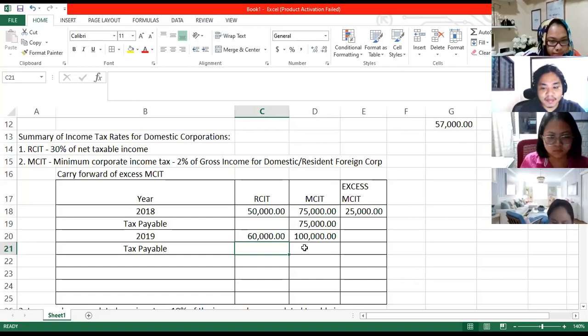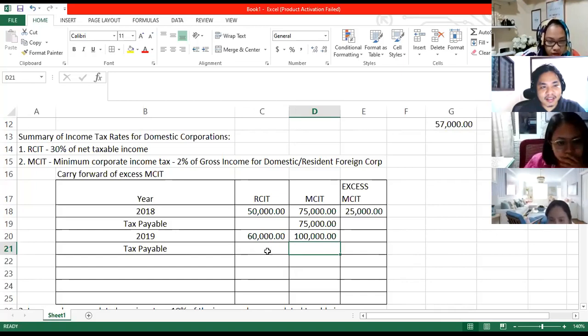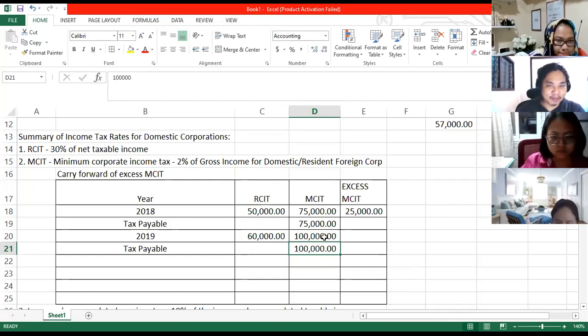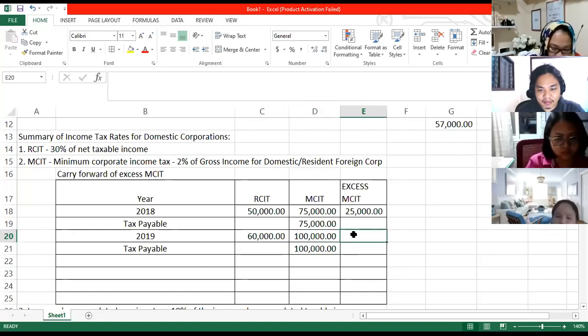Miss Fatima, ano yung tax payable in 2019? 100,000. Why? It is greater. The minimum corporate income tax is greater than the RCIT. That's why the law provides that the tax payable should be which tax is greater. Okay, so that's correct. The tax payable is 100,000 because the law provides that kung saan yung mas malaki, yan yung tax payable. Okay? So meaning to say, in this particular case, meron na namang excess MCIT, right? So magkano yung excess? 40,000. Okay?